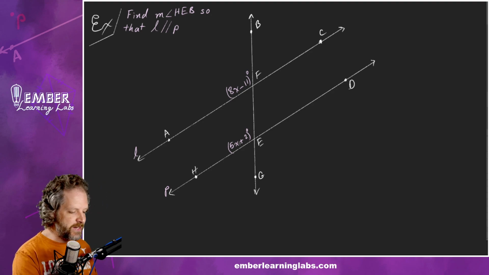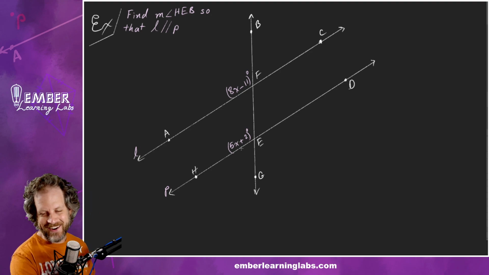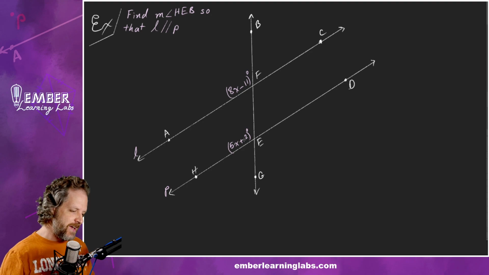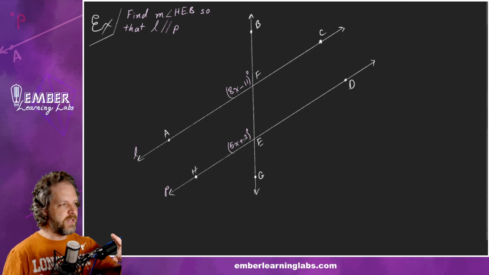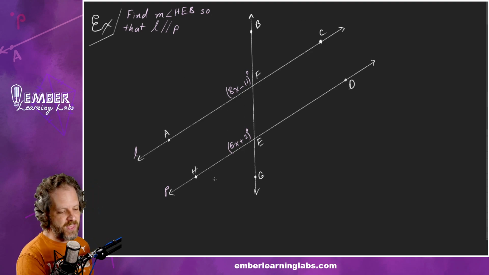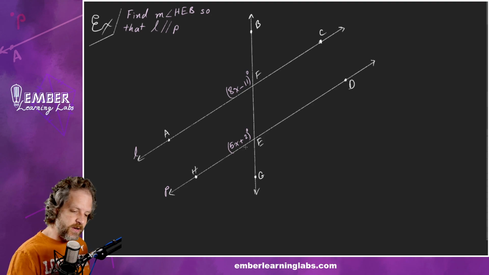These two are corresponding, right? Corresponding angles are congruent, right? So if these two are congruent, I'm pointing down here, you can't see what I'm pointing to. If these two are congruent, then that will make these parallel. So since these two have to be congruent, what do we do to solve this thing?